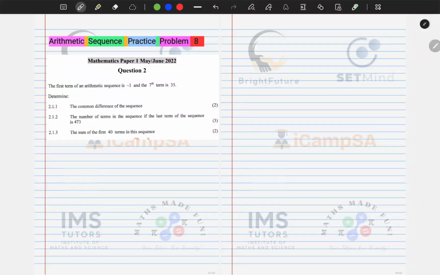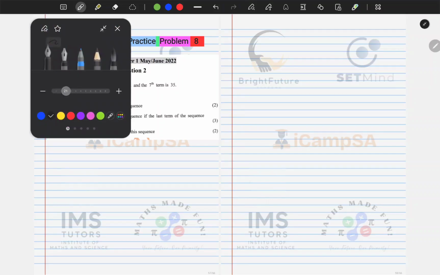Greetings again, guys, and in this problem we are going to be looking at set 8, or practice problem number 8, which is question 2 from the May-June 2022 exam. The question reads: the first term of an arithmetic sequence is -1 and the seventh term is 35. So the first question requires us to determine the common difference of the sequence.